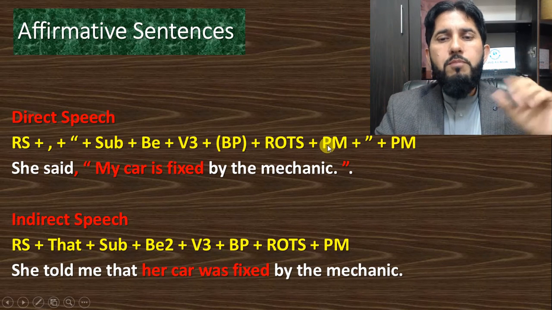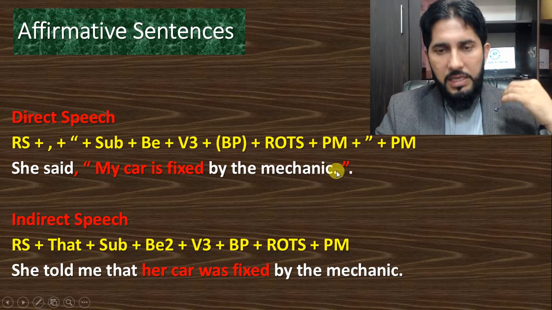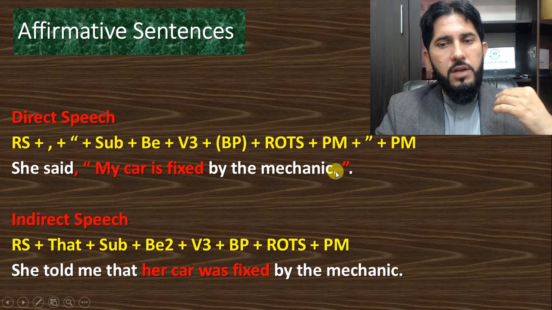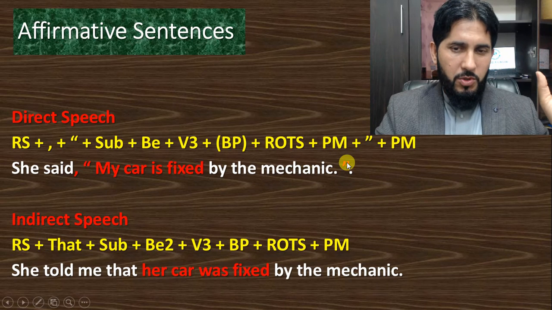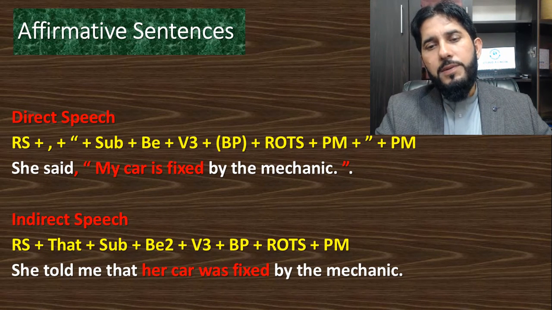And then PM here means punctuation mark. You need a punctuation mark inside quotation marks, like you see the dot, the period over here. And then quotation marks, again, you close the quotation marks. And then outside the quotation marks, again, you need a punctuation mark that you see over here, the period.